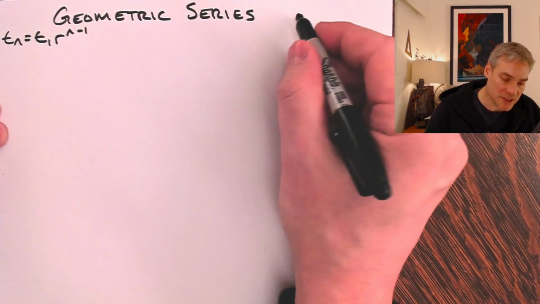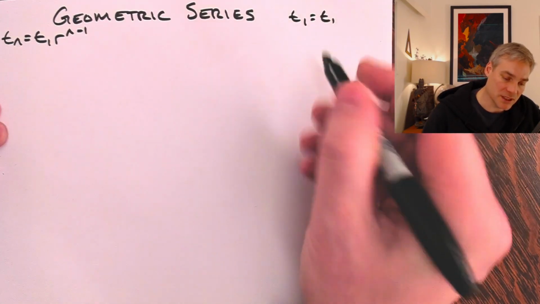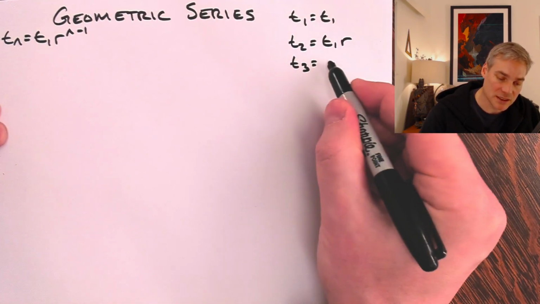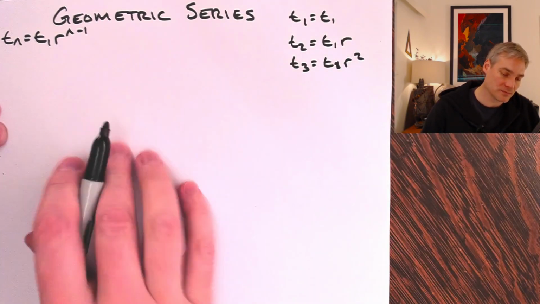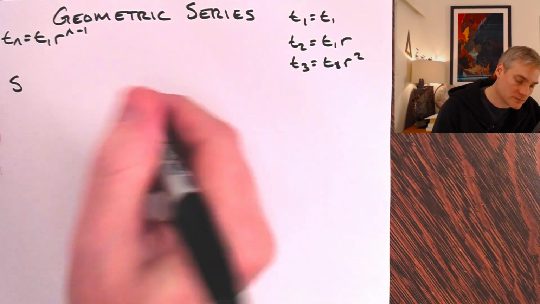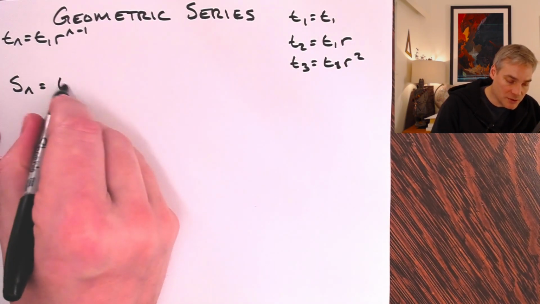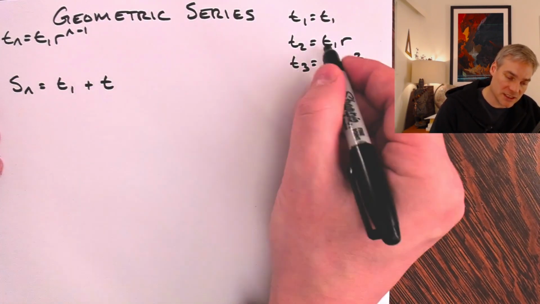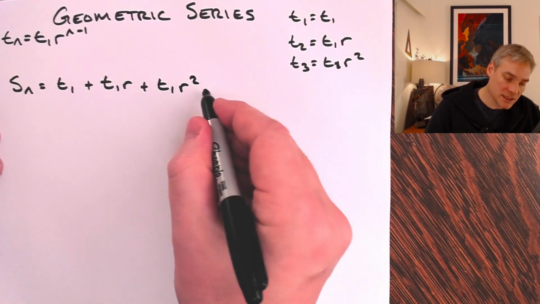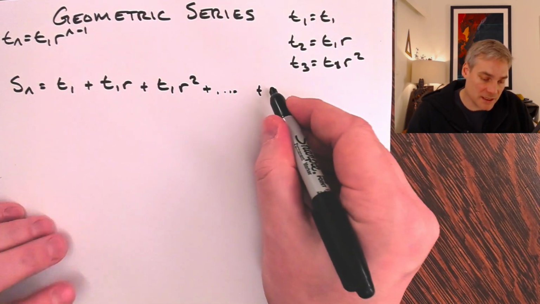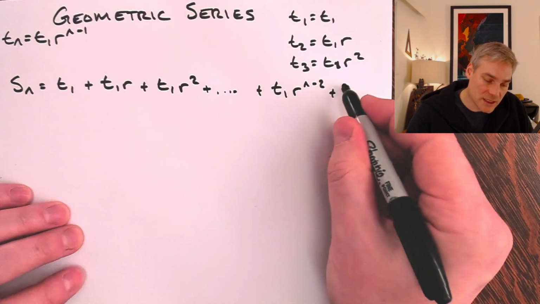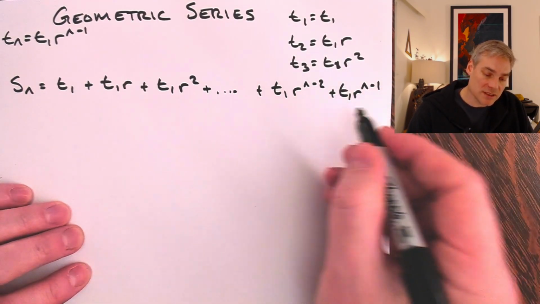If we wanted something over here, let's say T1, that's just T1. Then T2 is T1 times R. T3 is T1 times R squared. Okay? So there's this ratio that's common. Now if we want the sum of them, Sn is going to be T1 plus T2, but T2 is T1 times R, plus T3, which is T1 R squared, plus, and we keep going, and then very close to the end, we have T1 times R^(n-2) plus T1 R^(n-1), and that's our nth term.